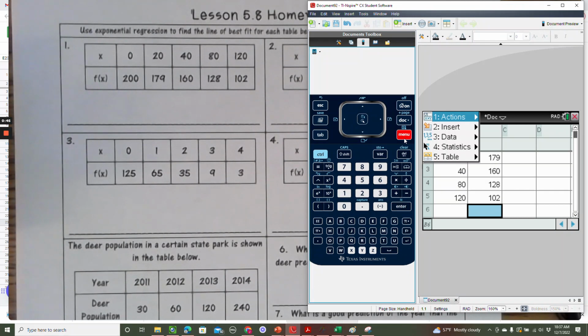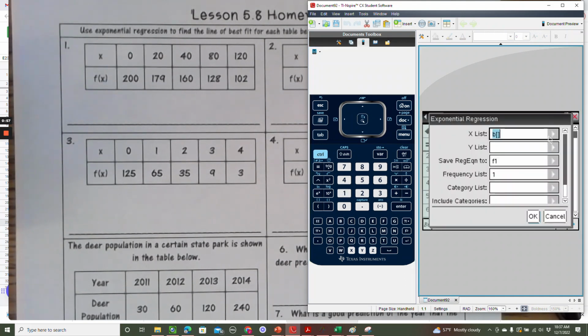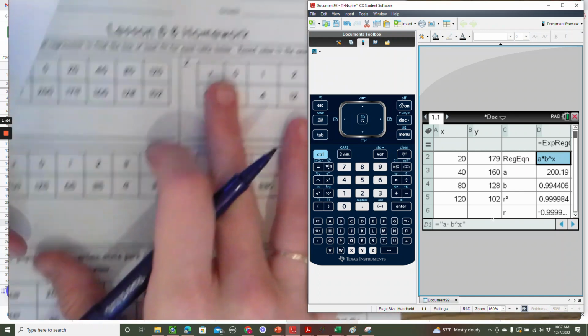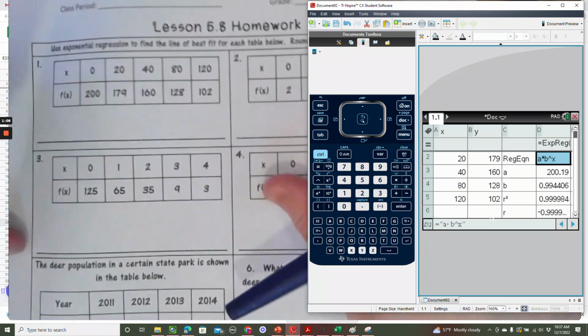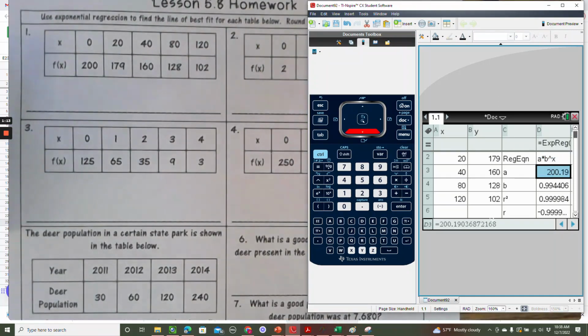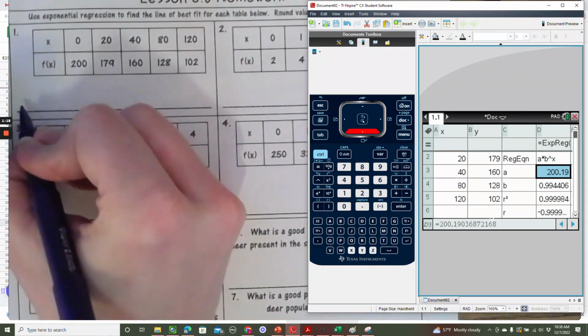So menu 4, 1, 3 is linear, 6 is quadratic, A is exponential, so down here. You still have to change the X list to X, the Y list to Y. And then if you look at the instructions, round to the nearest hundredth. So that's 2 decimals. We're going to round to 2 numbers after the decimal. So what number do you get? Menu 4, 1, it's A.